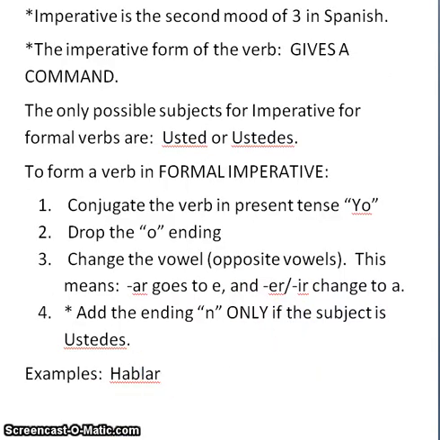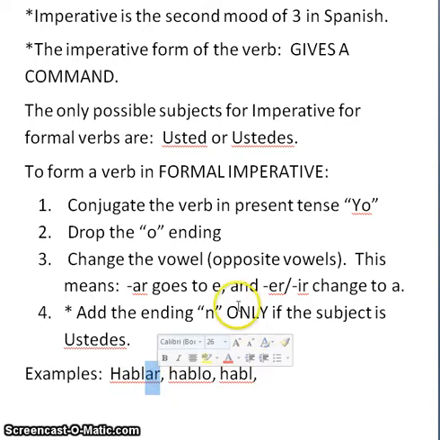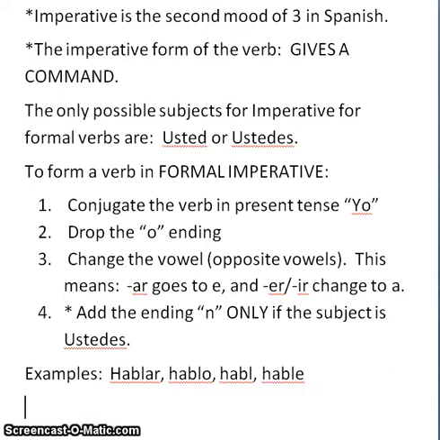So let's start with a sample. Examples. So we have the verb hablar. So step number 1 is conjugate for yo. So I would say hablo, right? Step number 2, drop the O. Okay, so I'm left with H-A-B-L. Step number 3, we're going to go opposite vowels. So because hablar started off an AR verb, we're going to change it to an, what do we change it to? An E, exactly right. So there's your command: hable. So if I wanted to use that in a sentence, I would say, hable en inglés, por favor.